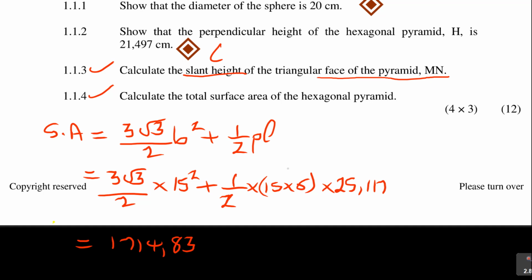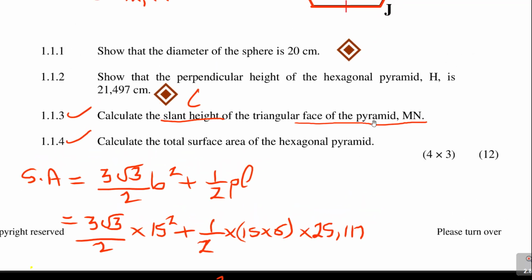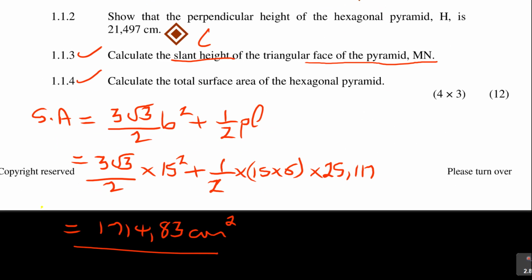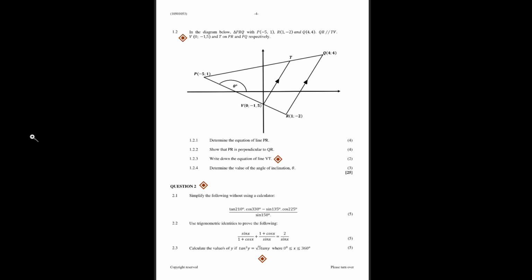1714,83. Now what do they want? Calculate this surface area, which is centimeter squared. Are you getting that? So that is how you can find this. This was how many marks? 12 marks. All right, moving on.